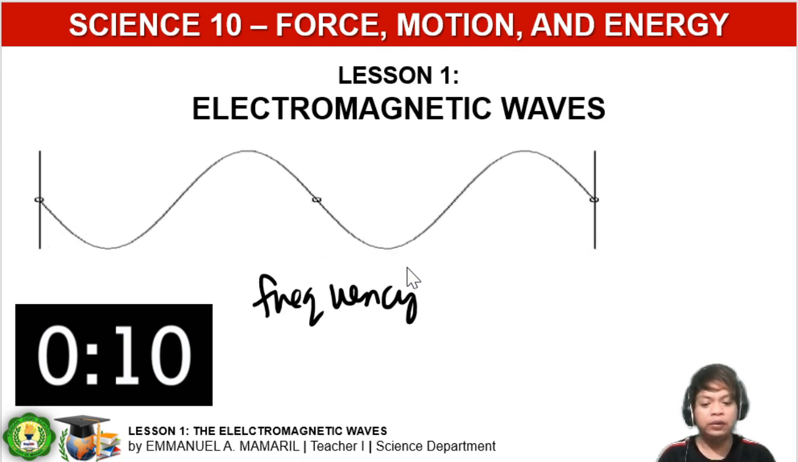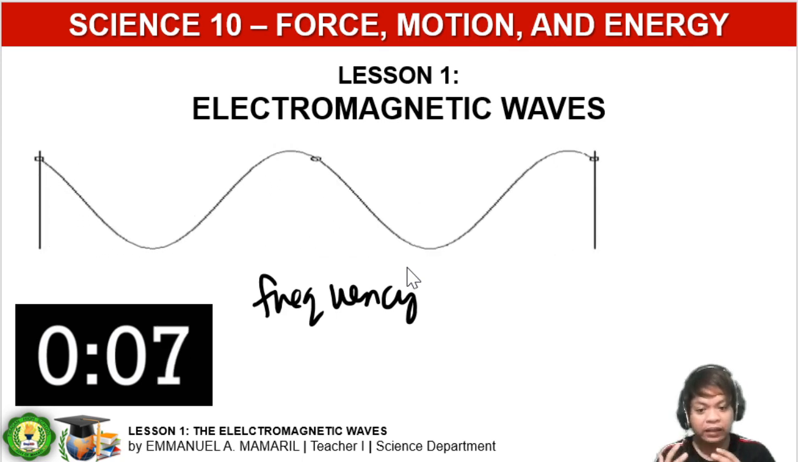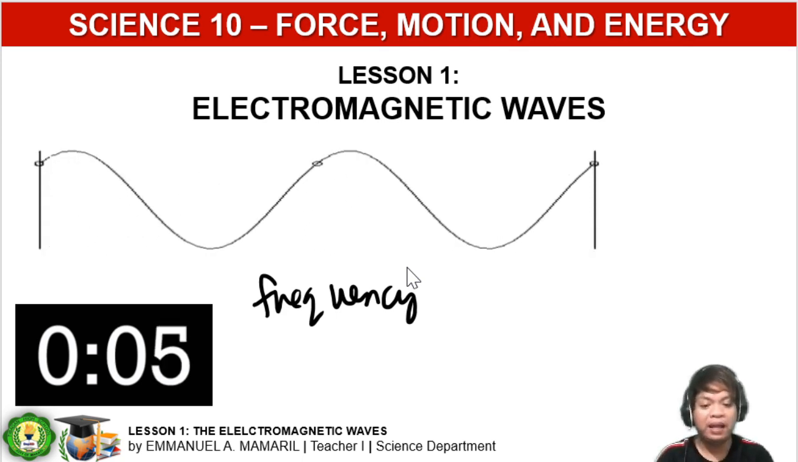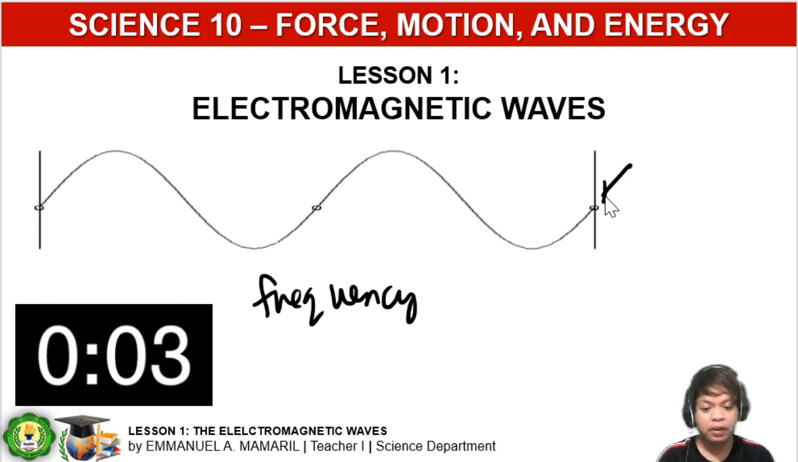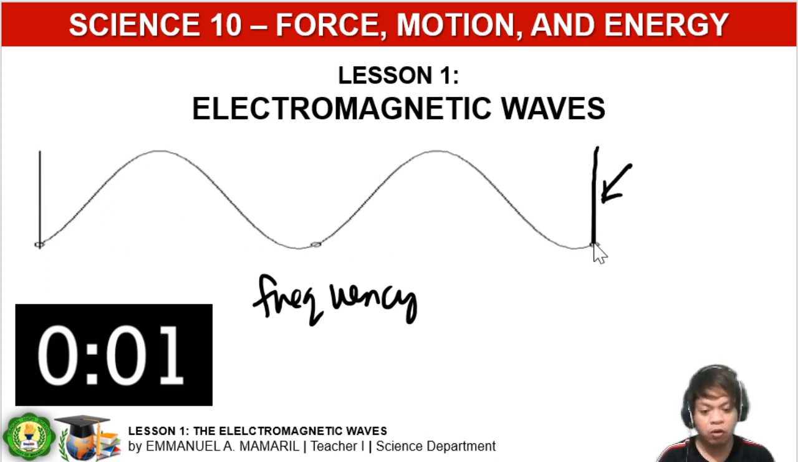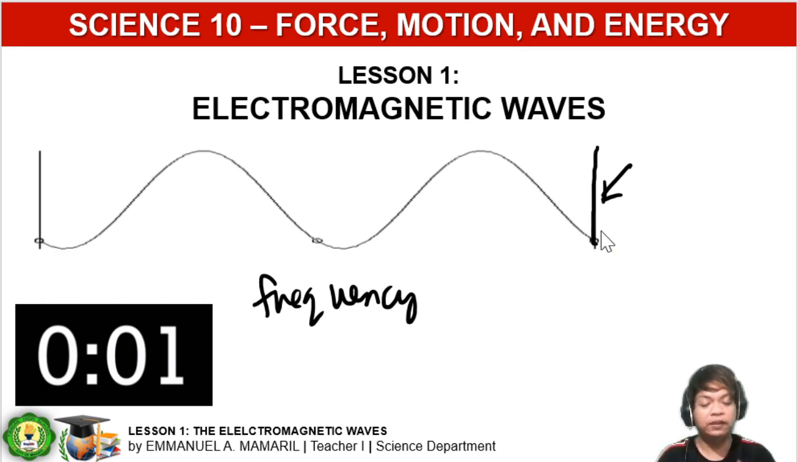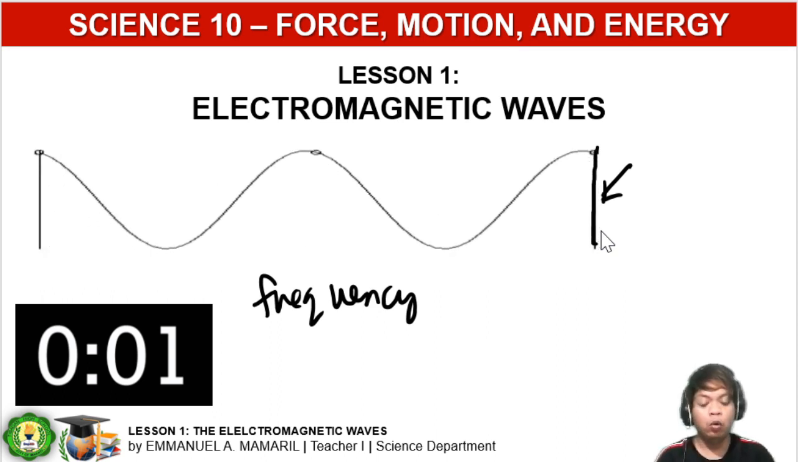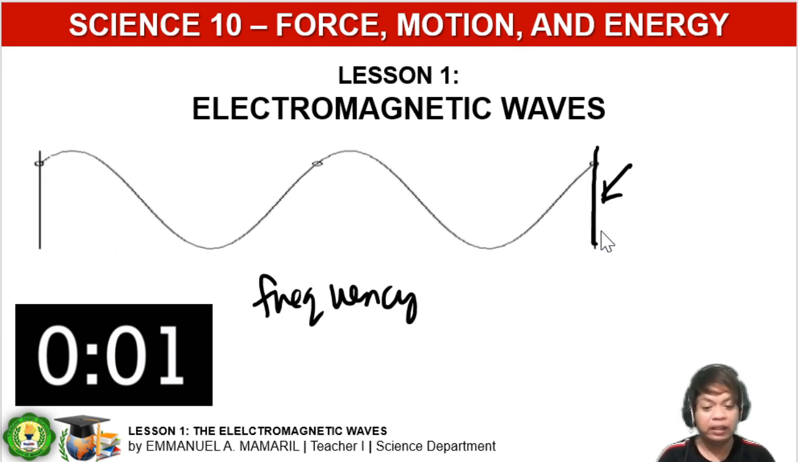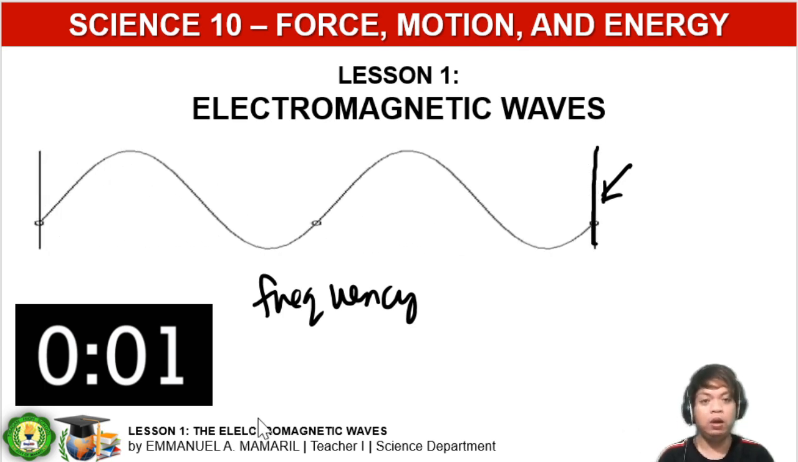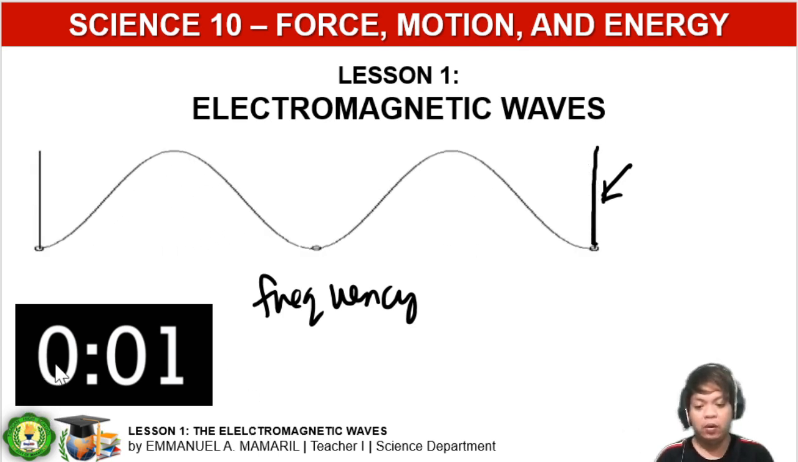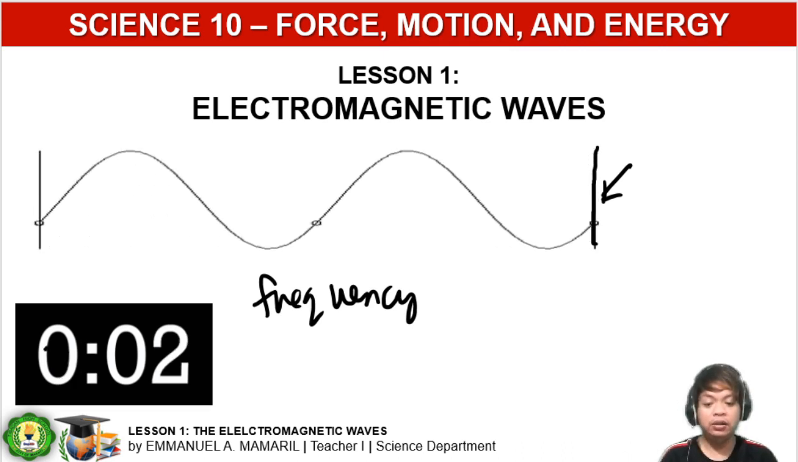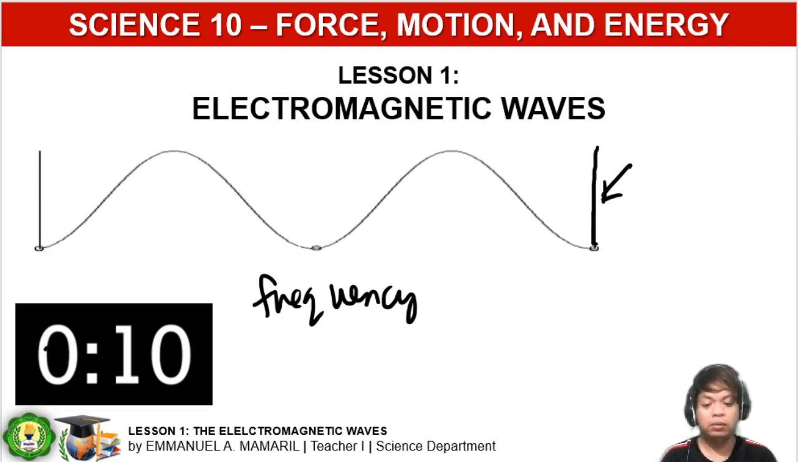I want you guys to count the number of crests or the number of waves that will pass through this area, this line here, etong line na to. I want you to count the number of waves that will pass through that line in 10 seconds. Okay? So, yung bilang ng waves na dadaan dyan sa loob ng 10 seconds, that is what we call the frequency. Okay, so let us start. 3, 2, 1, count.